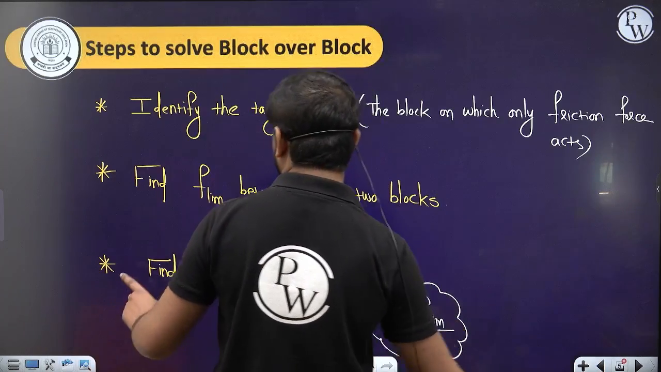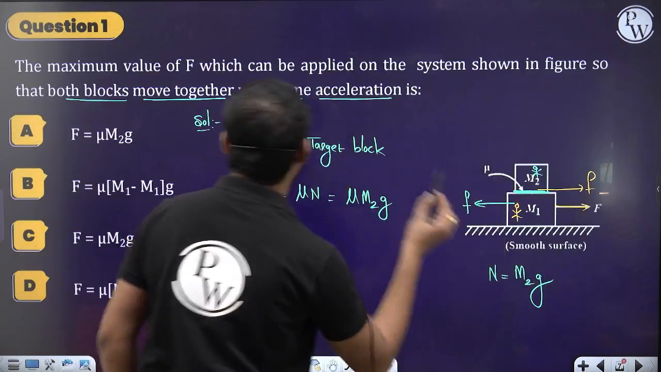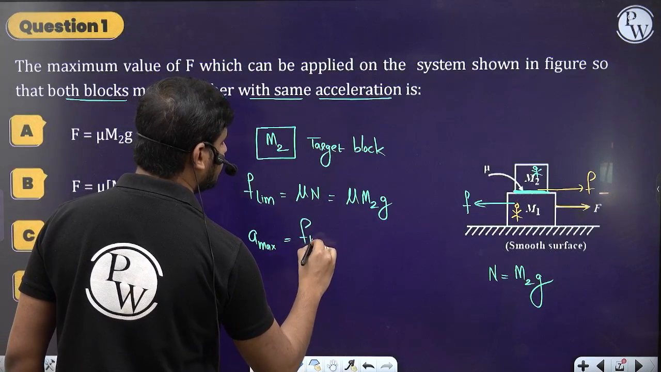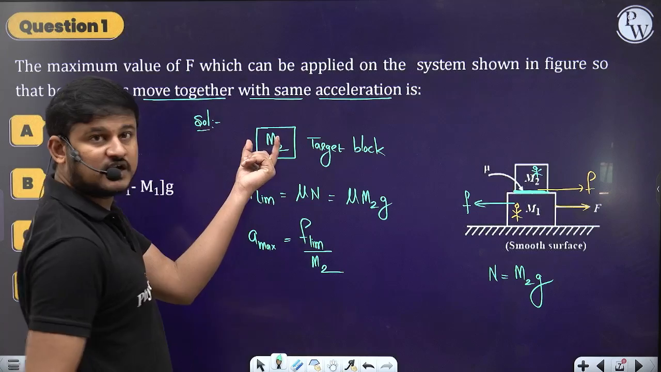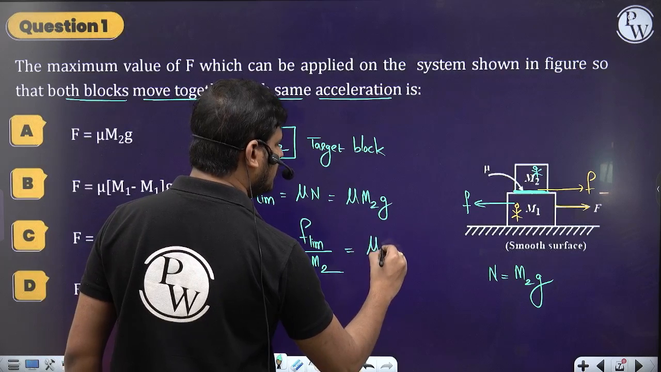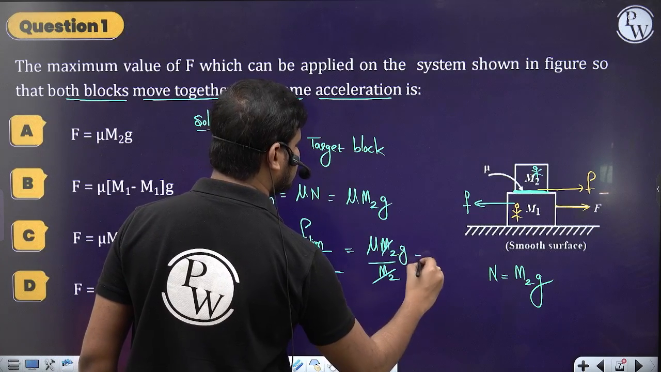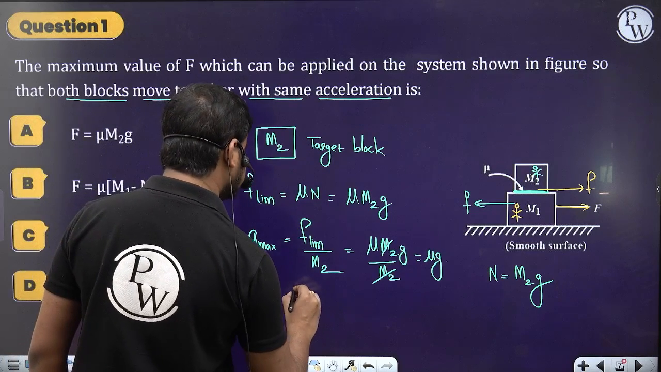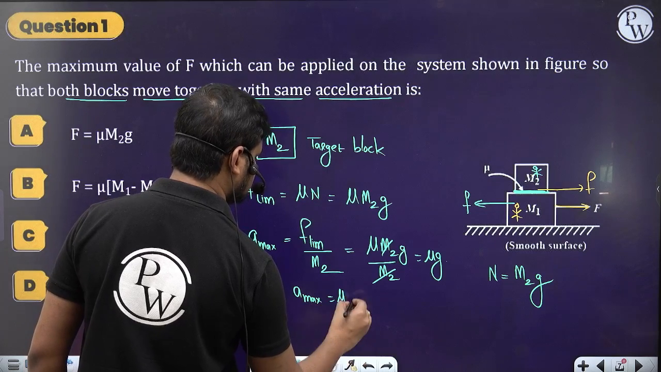Now the third step: A max of the target block. What is the maximum acceleration of the target block? A max is equal to F limiting by the mass of the target block. M2 is the mass of the target block. F limiting is mu M2 g, divided by M2. Here M2 cancels, which is equal to mu g. Therefore the maximum acceleration is mu g.